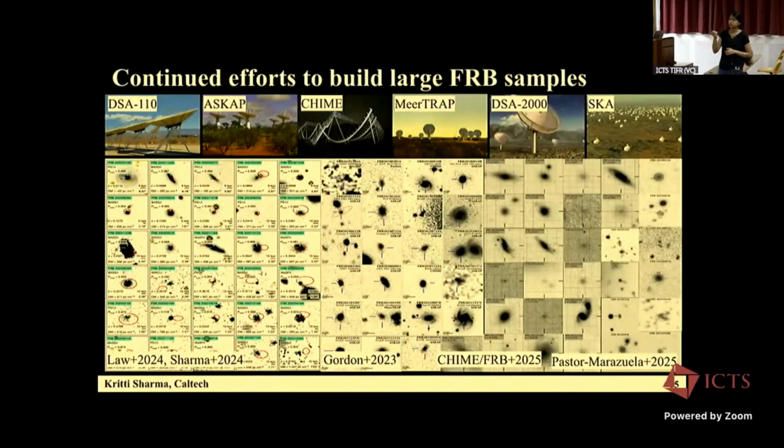There are multiple surveys which are continuing to build larger FRB samples. We are already at a sample of around 120 FRBs with known host galaxies and spectroscopic redshifts. So we should continue pushing in this direction and building larger and larger FRB samples so we can start doing precision cosmology.